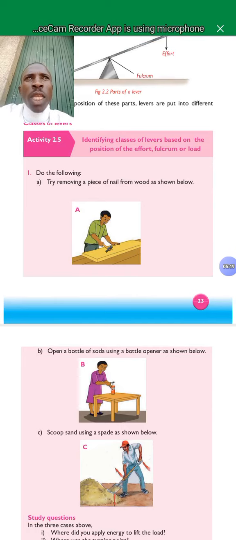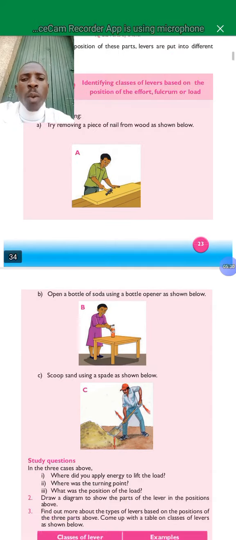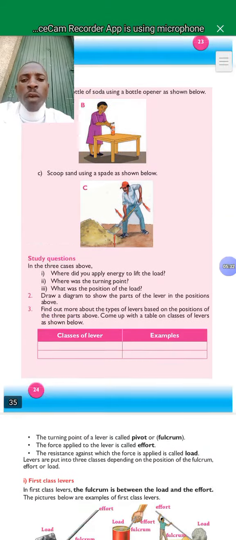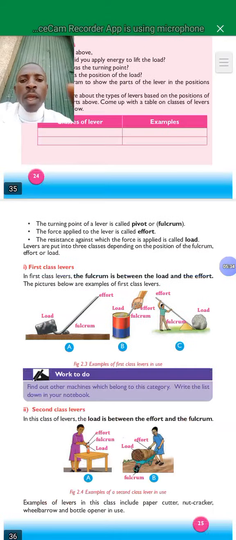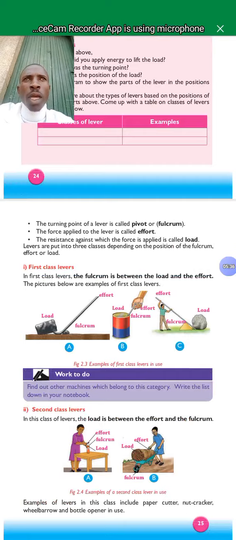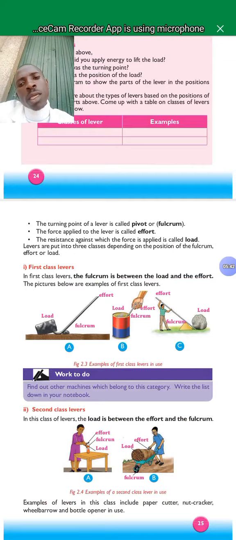The second class of lever is when the load is between the fulcrum and the effort. An example you can give is a wheelbarrow. The third class of lever is when the effort is between the load and the fulcrum. Examples you can give are a hoe, a spade, and so on.